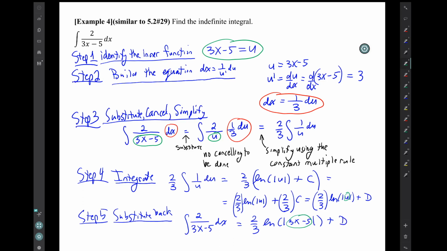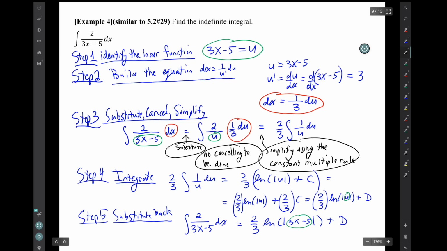There's our complete solution. In step 3, notice that we had substitution to do, as we always do in these problems. There was no canceling to be done in this problem, but there was some simplifying because we had a leftover constant. We had a 2 over 3, which is a multiplicative constant, so we simplified using the constant multiple rule.